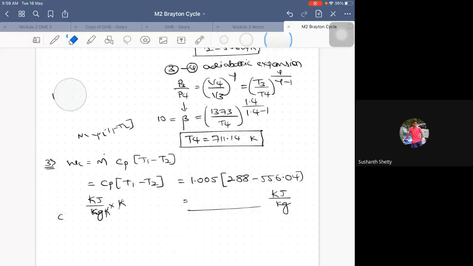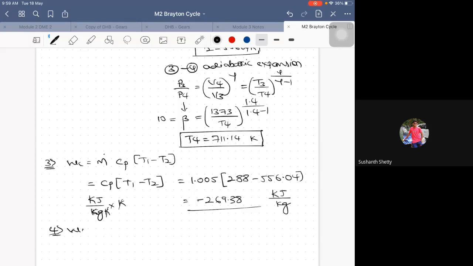Minus 269.38 kilowatt. Kilowatt? No sir, kilojoules per kg. Check it, don't just say it directly. You have to check and then say. Very good.